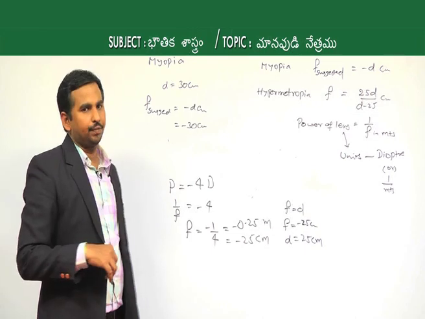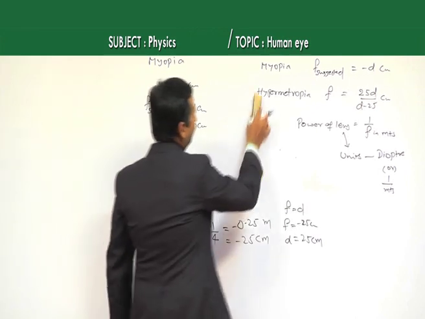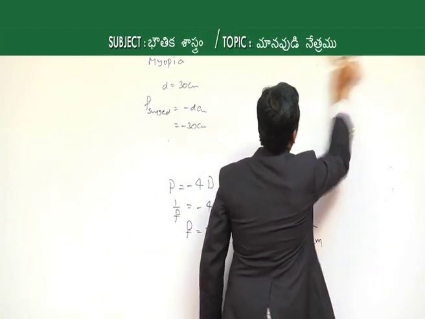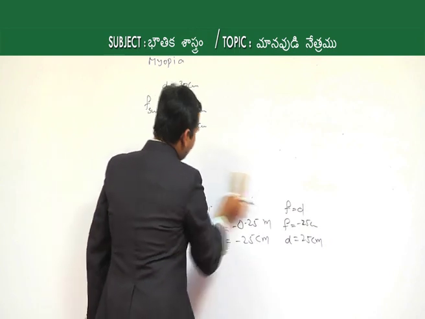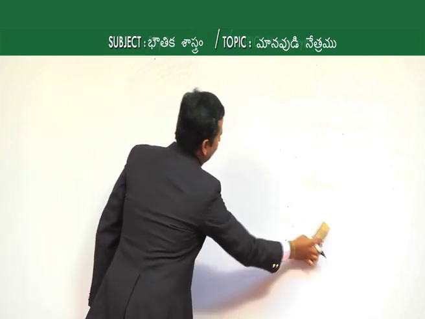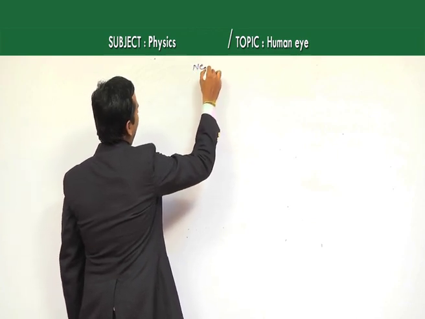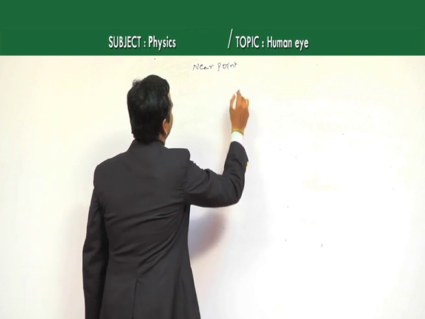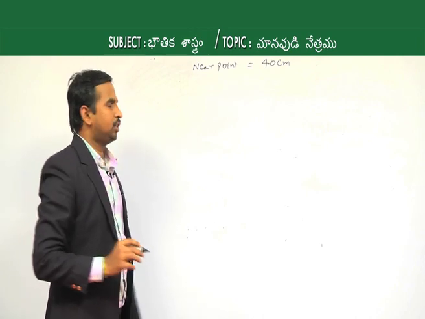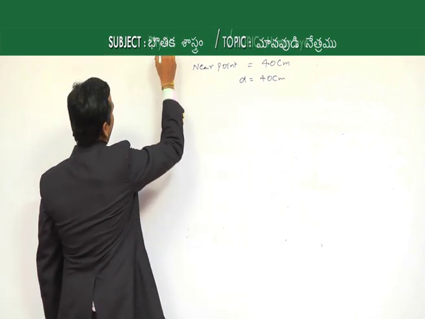Now let us see how to solve a numerical for hypermetropia. We know that the required focal length for hypermetropia is 25 d by d minus 25. For example, if the near point for the defective eye is equal to 40 centimeters, which means our near point distance d is equal to 40 centimeters. This is for long sight.